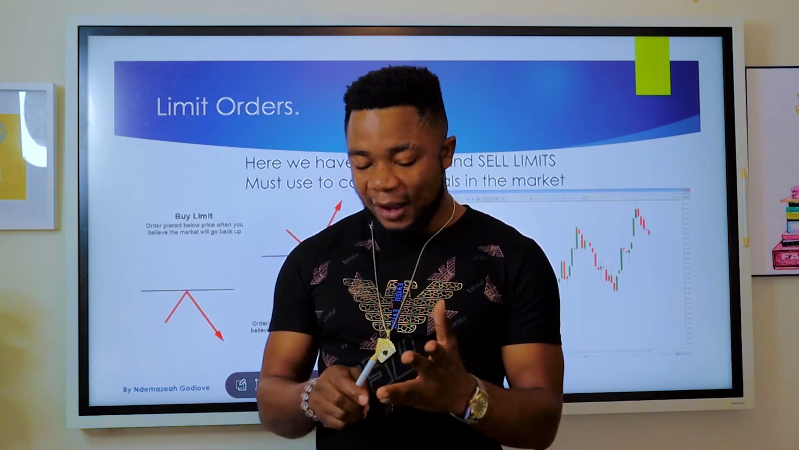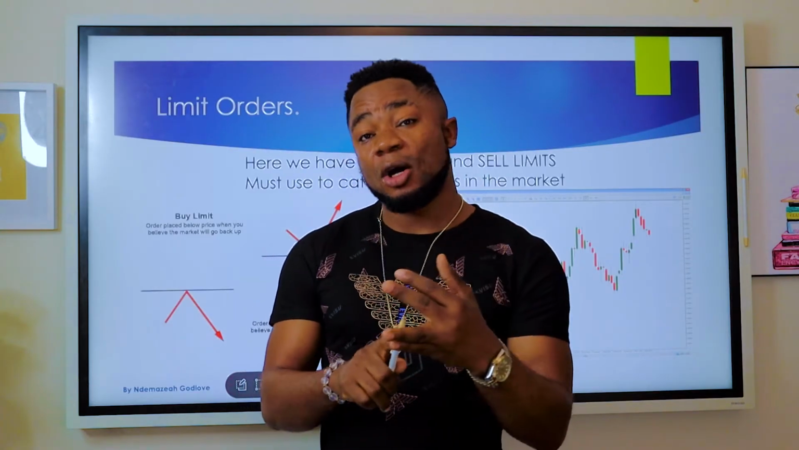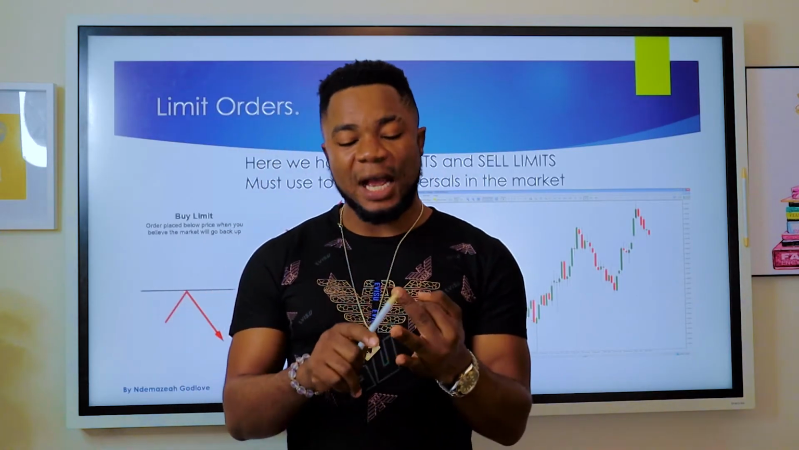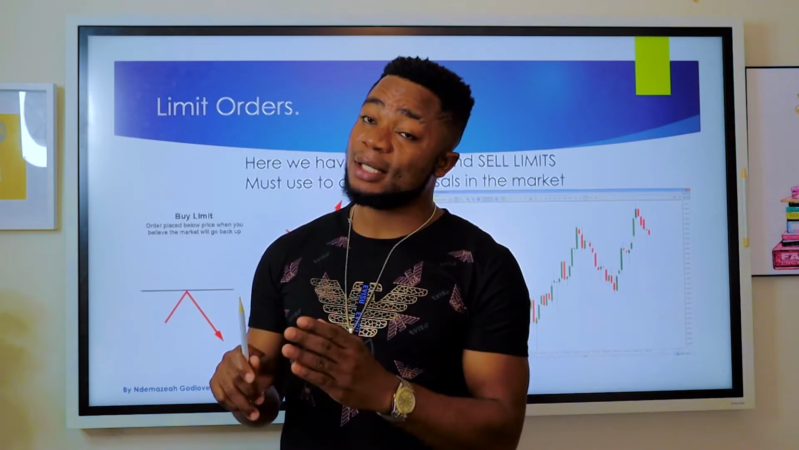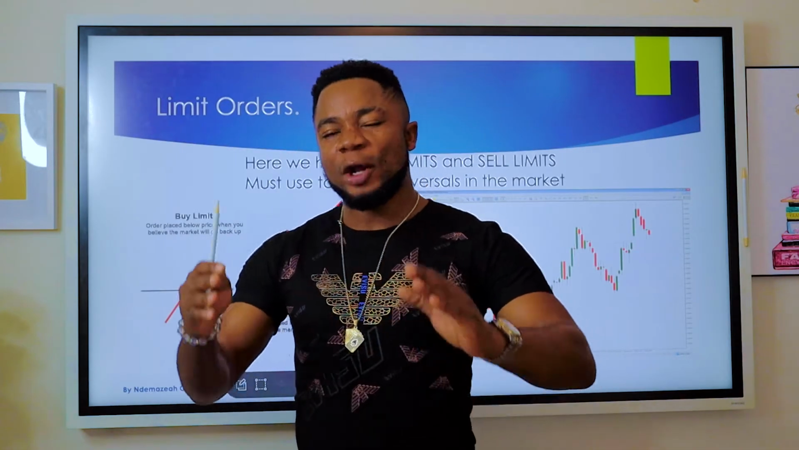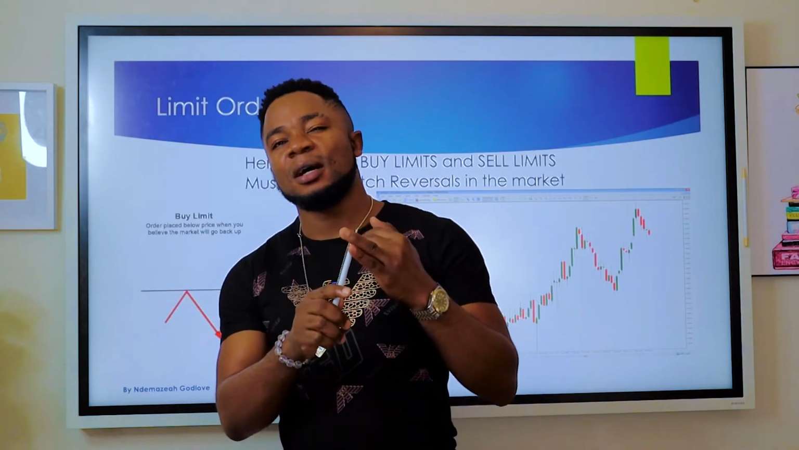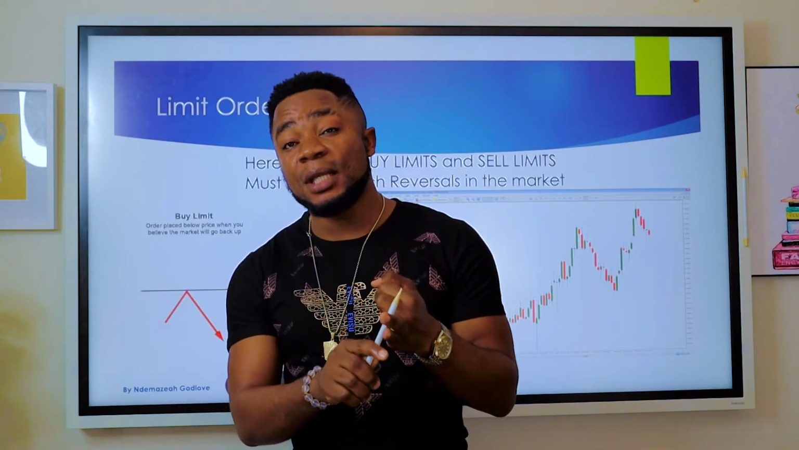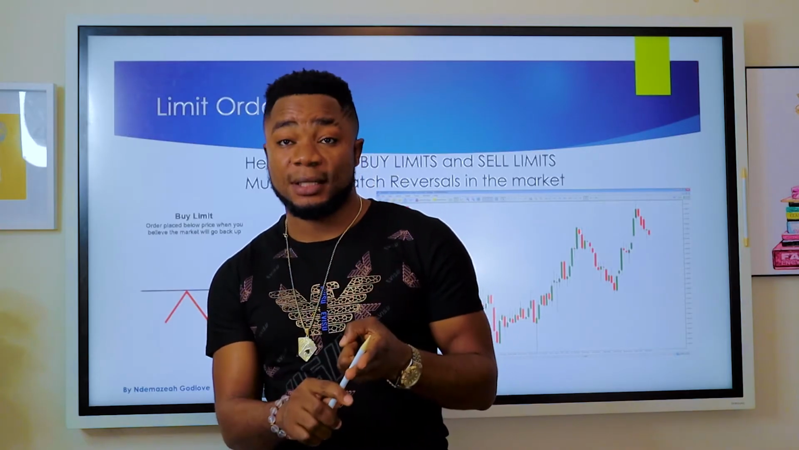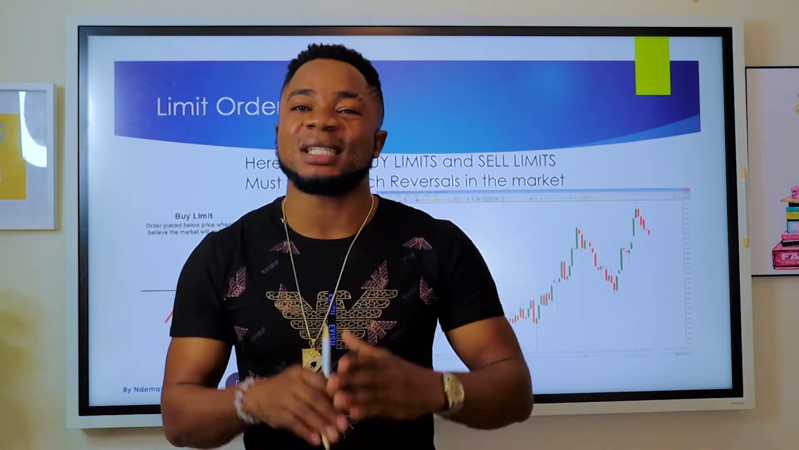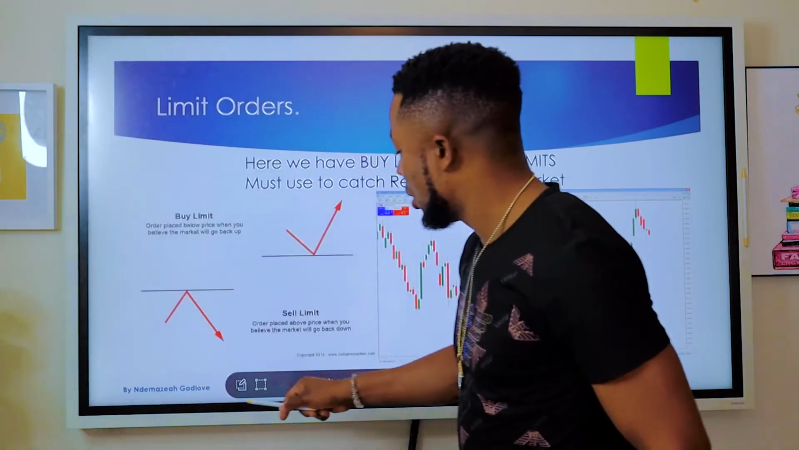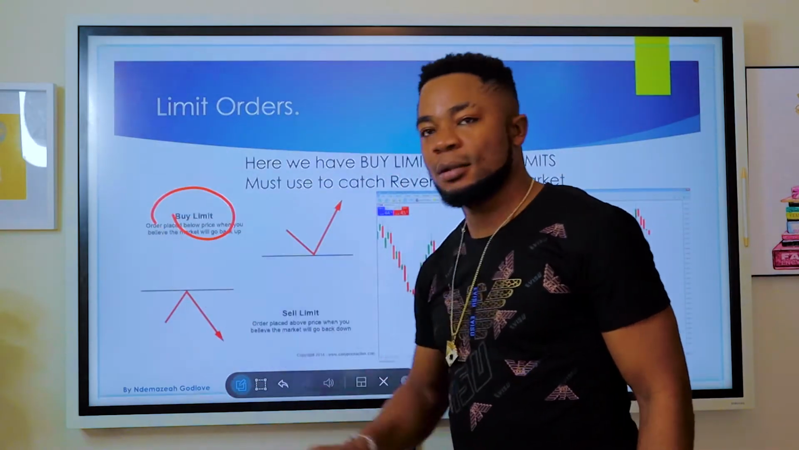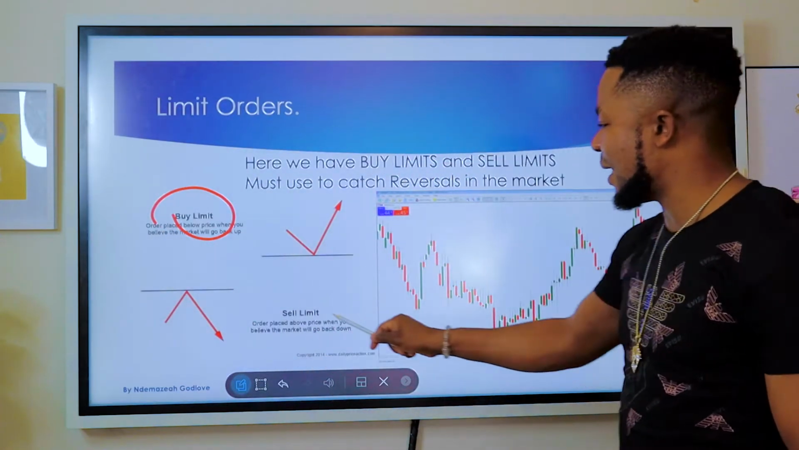Under types of orders in Forex, we have market orders and pending orders. Under market orders, we just have the buy and sell. You buy and sell immediately. But under pending orders, we have limit orders and stop orders. Now we are talking about limit orders. Under limit orders, we have the buy limit and the sell limit.